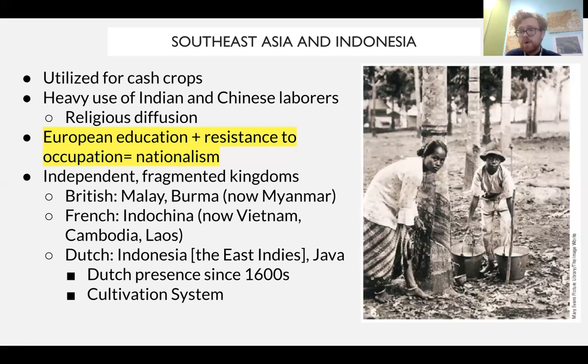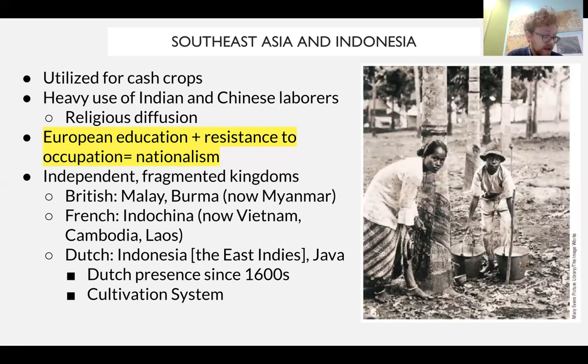And the Dutch are going to establish an economic system that favors the spice trade. If you ever think the Dutch, think the spice trade. And in Indonesia, the Dutch will establish what is called a cultivation system. What is the cultivation system?